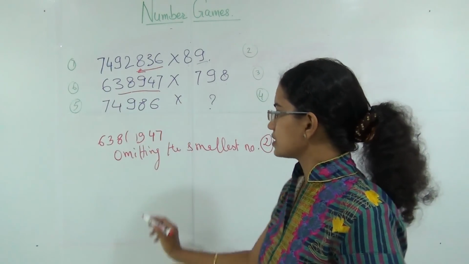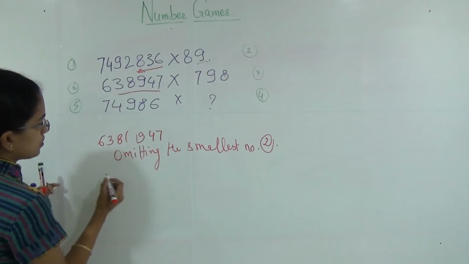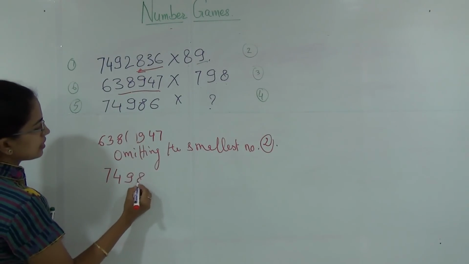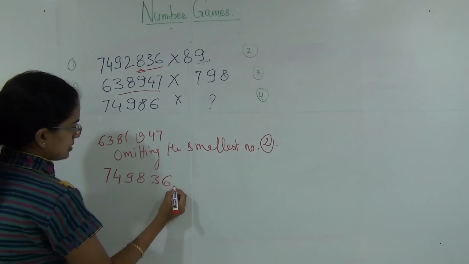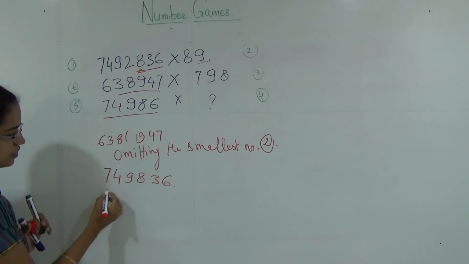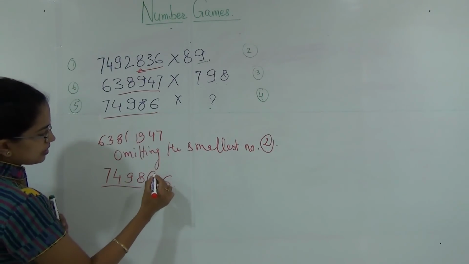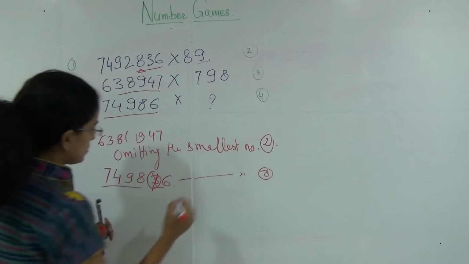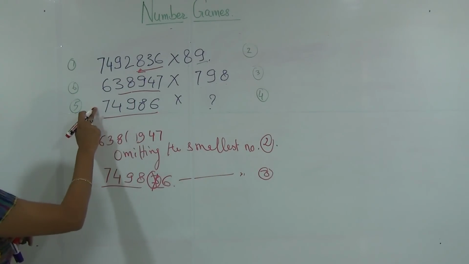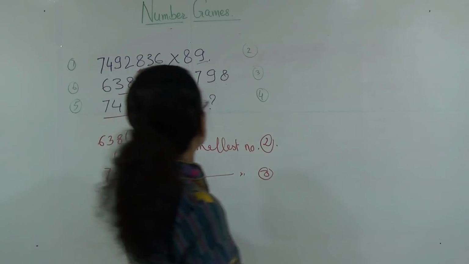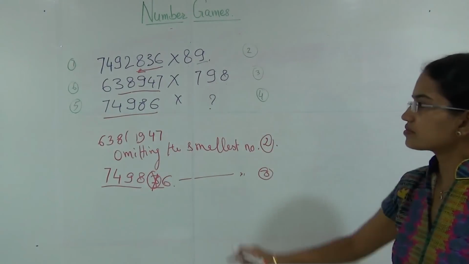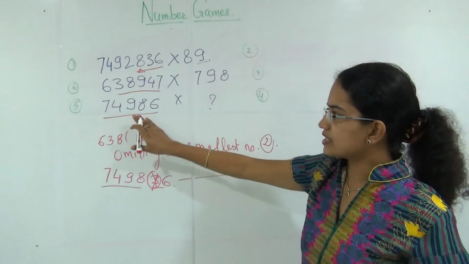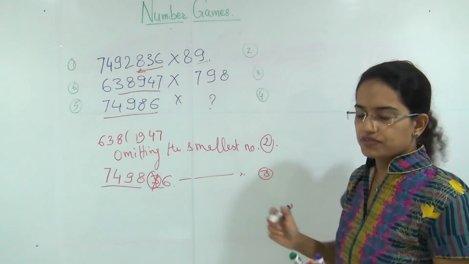Now let me start with the next one. It would be 7, then you have 4, 9, 8, 3 and 6. This looks very similar to this. I am reversing the digits but omitting the smallest number. I will omit 3 here. If I omit 3 here, it becomes exactly this. So on this side we have understood the flow of numbers. Now let's try to understand the flow of numbers here.